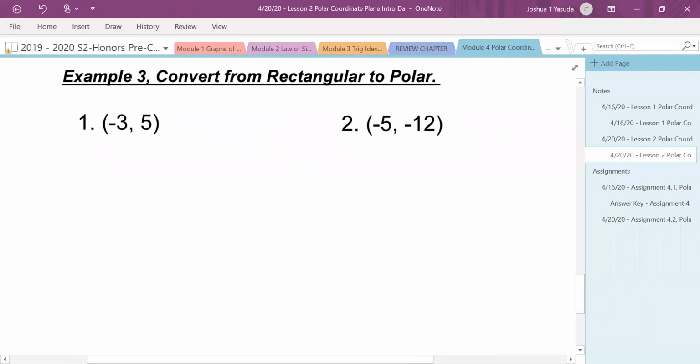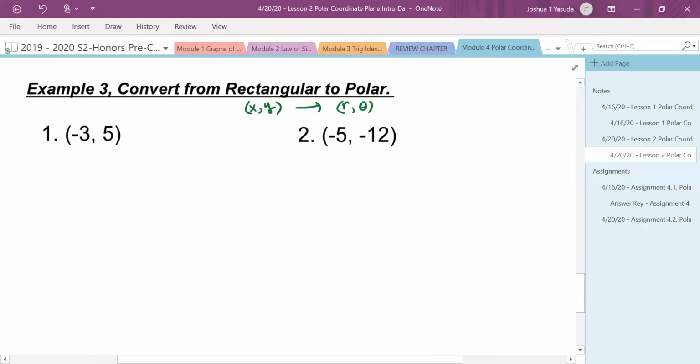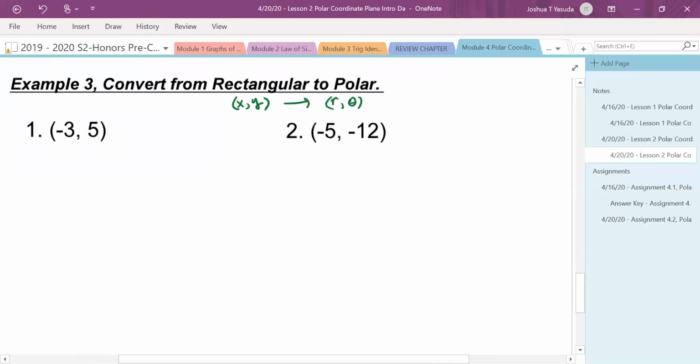All right, now we're going from rectangular, so XY, to polar, r comma theta. First and foremost, we need two things in order to write it in polar. First, the radius. I wonder how we could come up with that. And second, we need the angle.